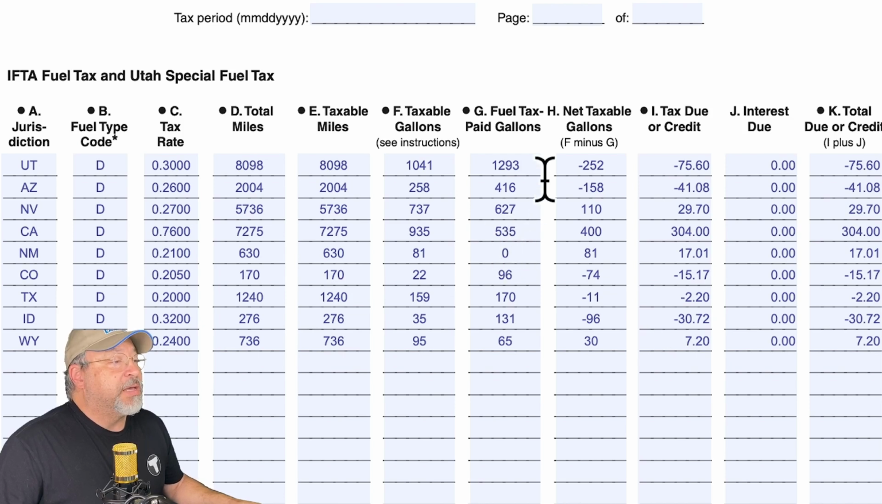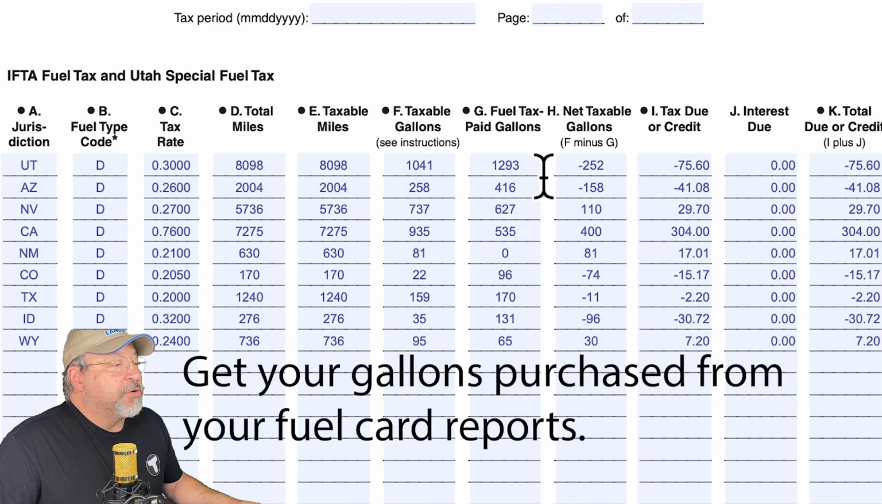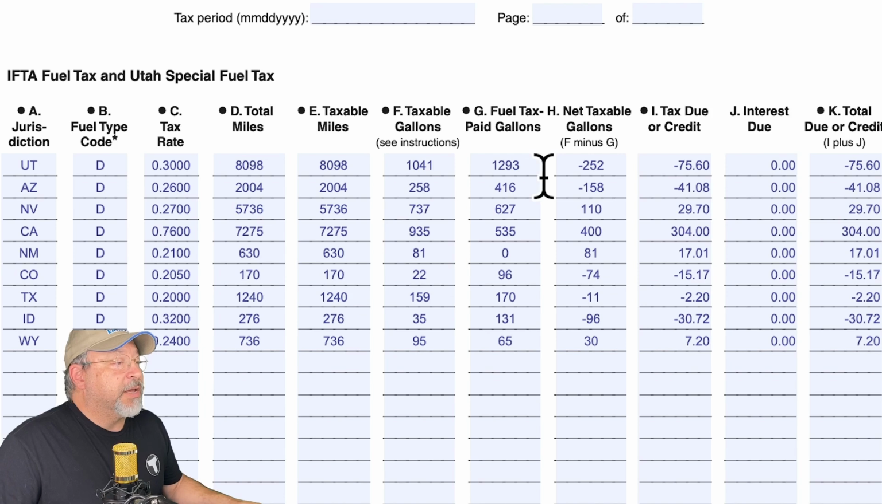By the way, your gallons is another very easy report. You don't have to save up all those receipts if you don't want to. This should come off of your fuel card. Whatever fuel card you're using, check to see if they offer you a report where you can download a fuel purchase report in every state for a specific period of time, okay? All right, let's get back to California.